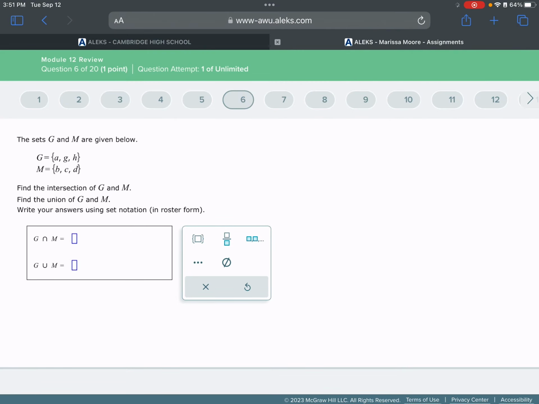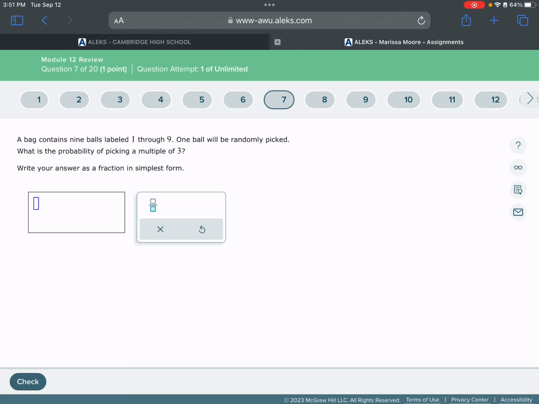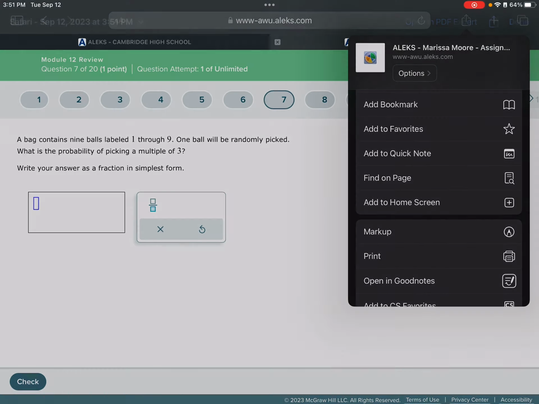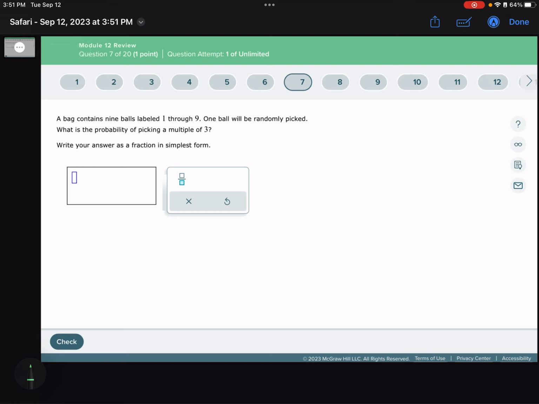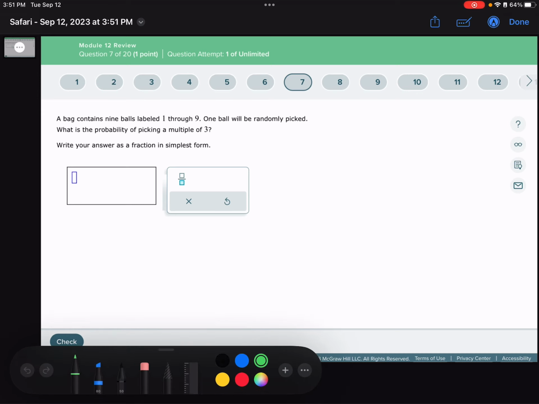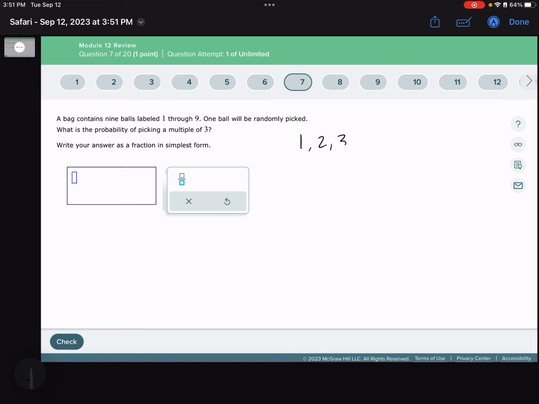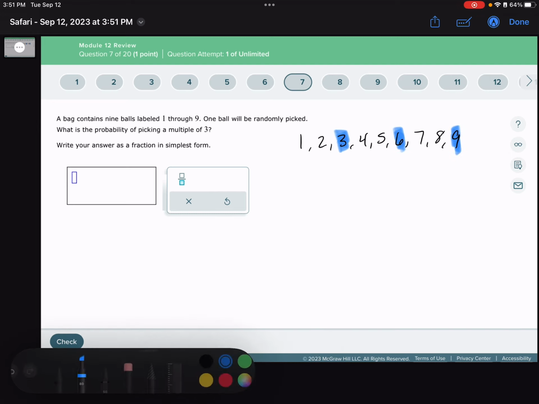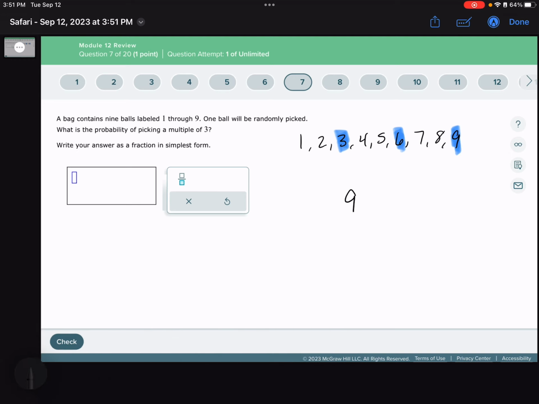Number 7. Mark up the page. A bag contains 9 balls that are labeled 1 through 9. 1 will be randomly picked. What is the probability of picking a multiple of 3? So I have those that are labeled from 1 through 9: 4, 5, 6, 7, 8, 9. My multiples of 3 are 3, 6, and 9. So I have 9 options. 3 of them are my multiples of 3.